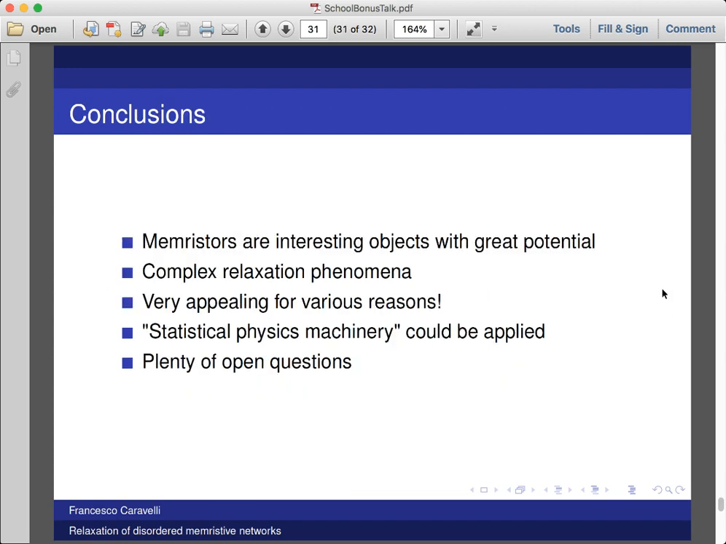So the conclusions: memristors I find interesting because of this. They have a combination of nonlinearities and Kirchhoff constraints. They introduce graph theory. There are complex relaxation phenomena, so it contains both statistical physics and graph theory, and nonlinear dynamical systems. They are appealing for various reasons. One is you can use them as memory, which is an active area of research that I work on. You can use them for computation, and you can apply a bunch of statistical physics machinery to them. There are plenty of open questions, so this is also an invitation for the students.